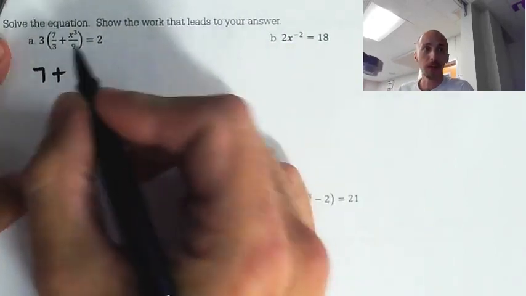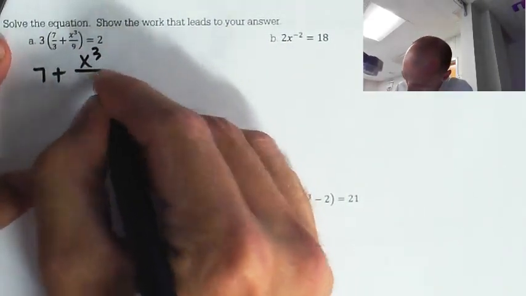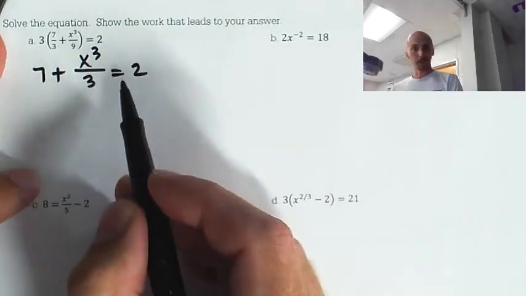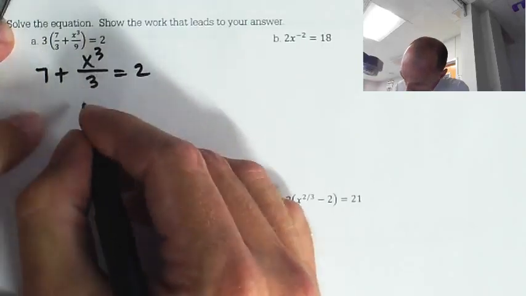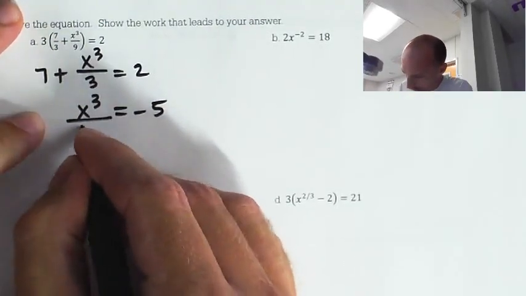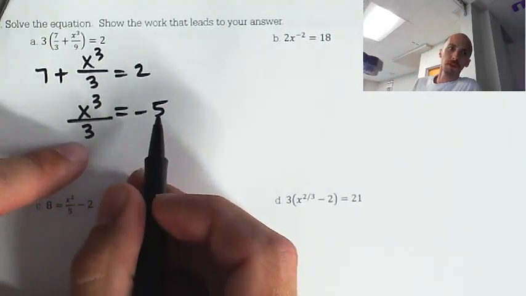Plus x to the 3 over 9. Well, if I multiply by the 3, it'll be x to the 3rd over 3. I'm going to kind of just hold on to that. I'm going to subtract 7 from both sides. Oh, except I lost my divided by 3 and had no reason to lose that, but okay, x to the 3 over 3 equals negative 5.